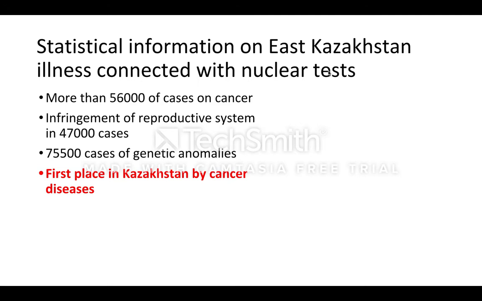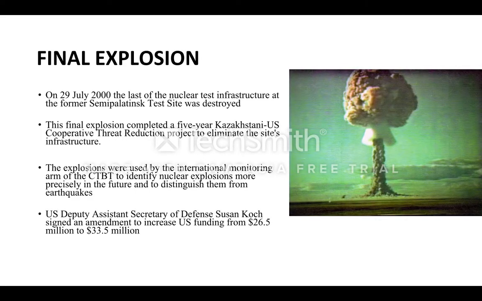Final explosion. On 29 July 2000, the last of the nuclear test infrastructure at the former Semipalatinsk test site was destroyed. This final explosion completed a 5-year Kazakhstani-US cooperative threat reduction project to eliminate the site's infrastructure. The explosions were used by the international monitoring arm of the CTBT to identify nuclear explosions more precisely in the future and to distinguish them from earthquakes.